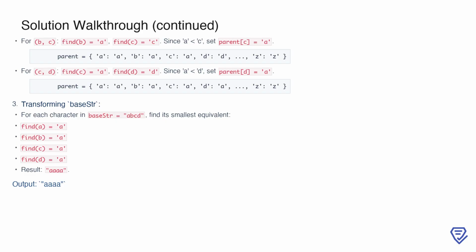Now, to transform base str, we replace each character with the smallest equivalent character by finding its parent. For A, B, C, and D, their parent is A. This gives us the transformed string AAAA as the output.